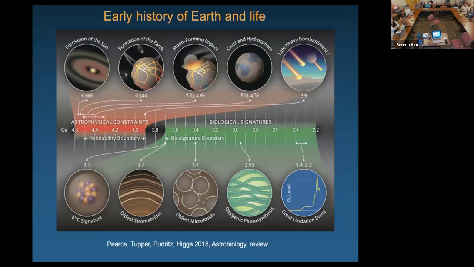Just for timelines, this is a review article we wrote a few years ago with a few of our students, in which the formation of the Earth itself does involve this delivery of materials from outside. So there's a period after the formation of the sun, the formation of the Earth at 4.544, the moon impact, maybe at this range in gigayears.